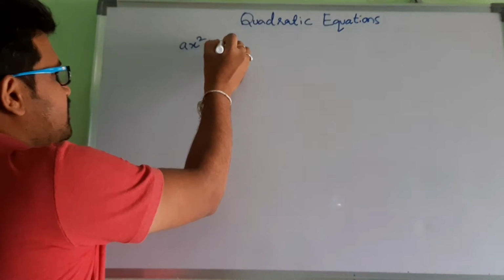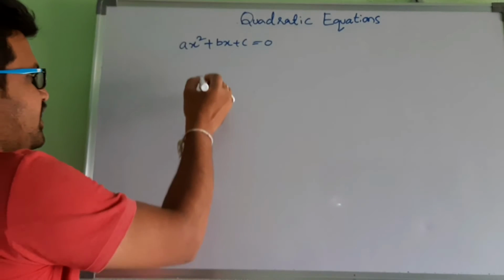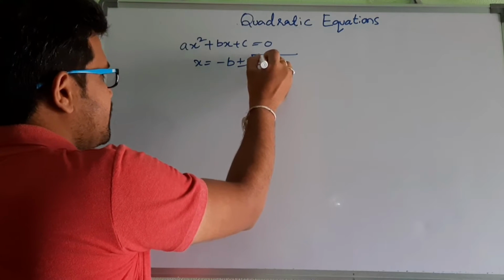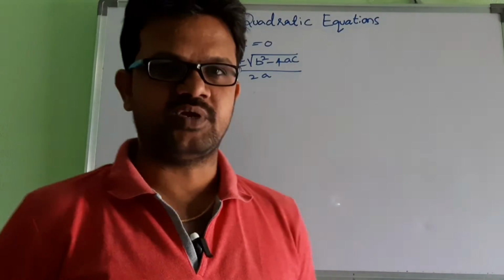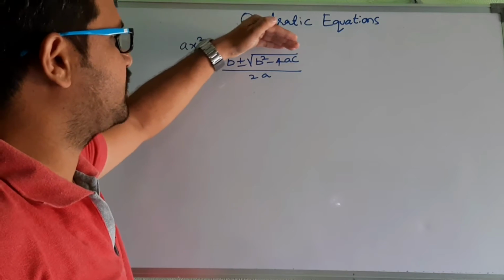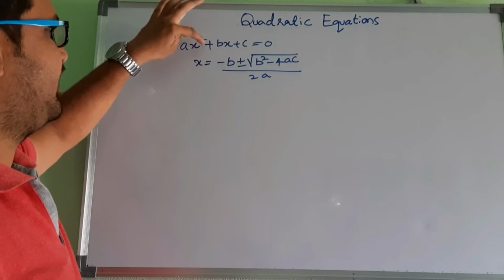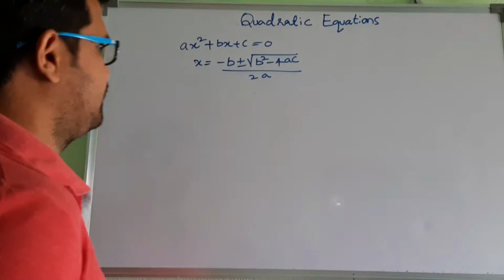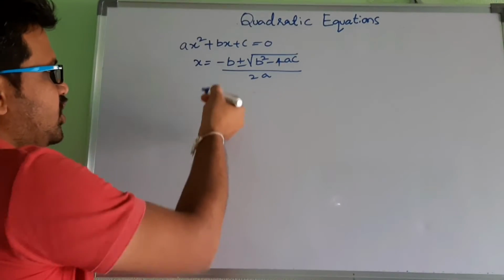So what is the general form of a quadratic equation? ax² + bx + c = 0, right? How to find the x value? x = (-b ± √(b² - 4ac)) / 2a. That is the quadratic formula, we all know it. By substituting the values a, b and c, we can get the value of x. This is the regular method.